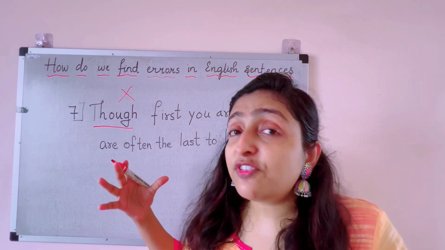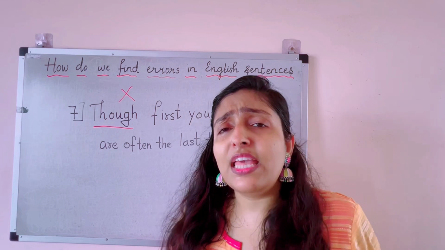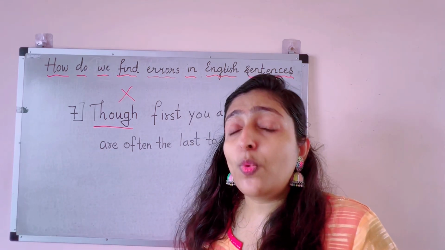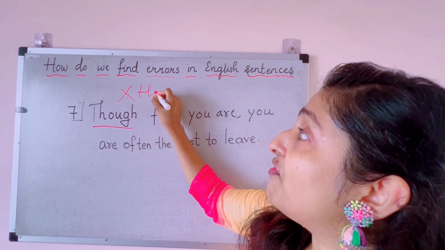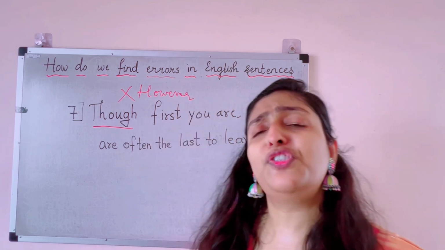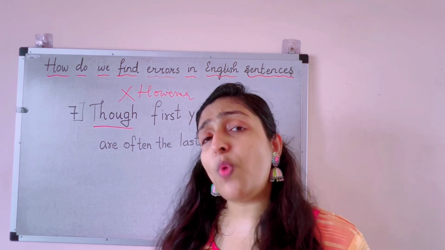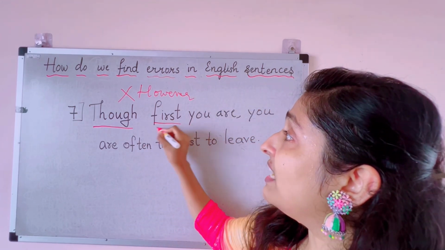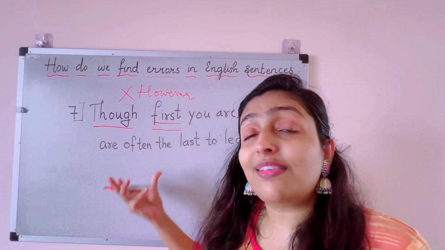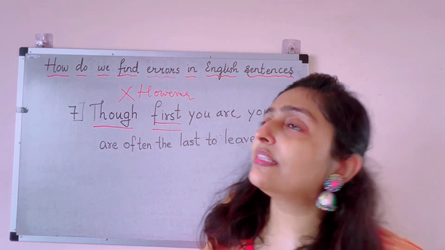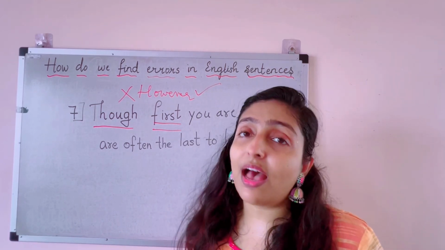Because if you have to introduce something contrary or a contradiction in the first half itself, when you begin, then you use however. However first you come, you are often the last to leave. Moreover, there is one more condition: if the second word is an adjective and if the sentences are contradictory, then in such cases you have to use however.